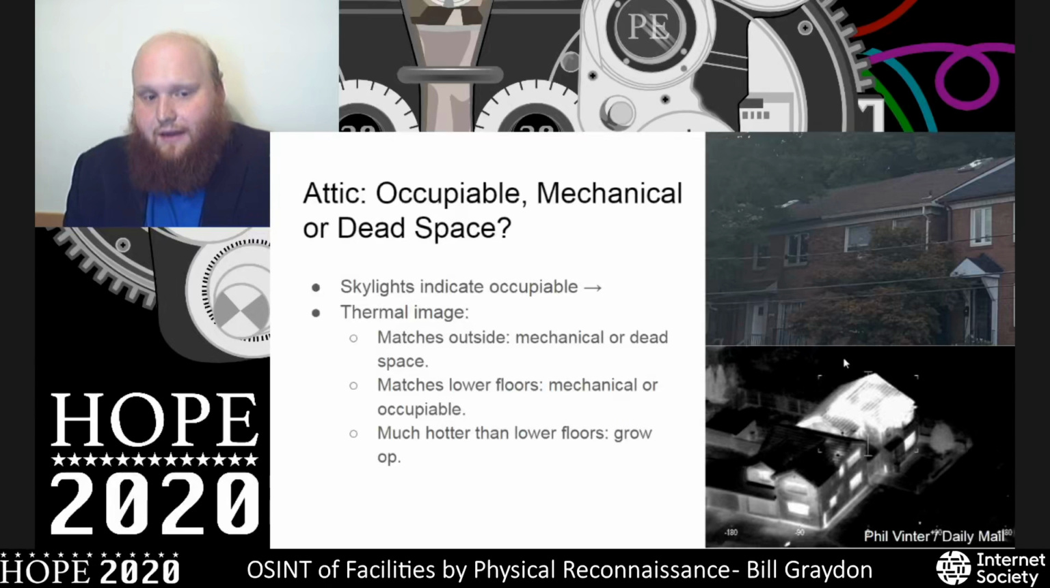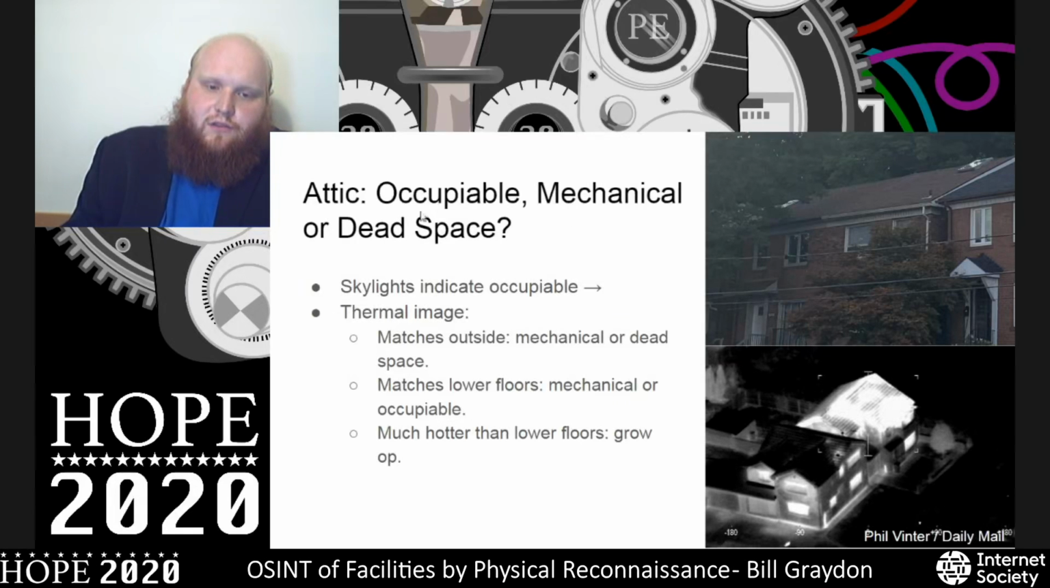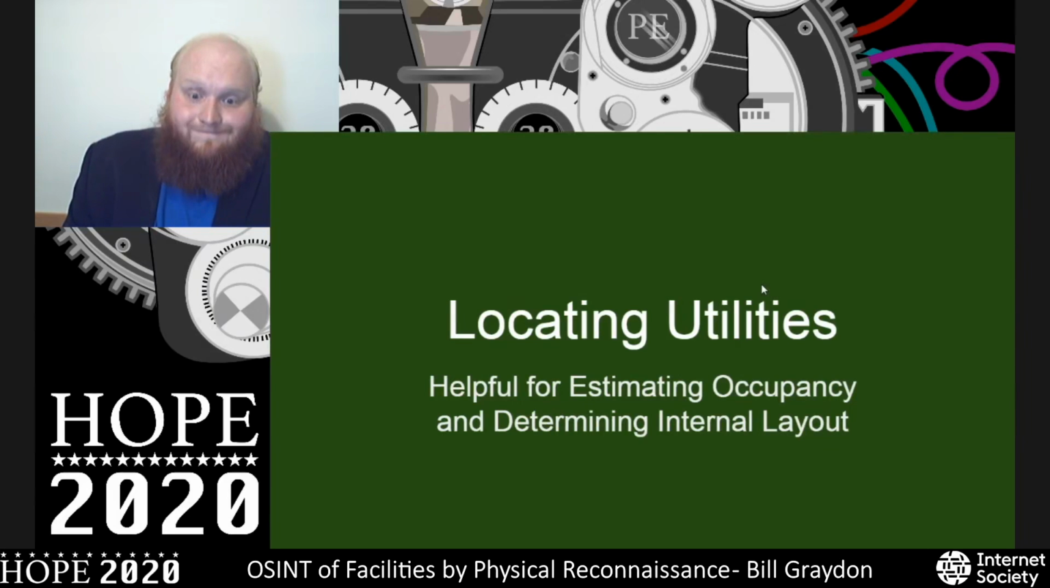In the case of an attic, we can get a sense of whether it's occupied, mechanical, or dead space by looking for both skylights on the roof as well as windows in the gable, so this flat section on the edge of the attic. And we can also potentially do thermal imaging to tell if it might be occupied at room temperature, at outside ambient temperature, or if it's very hot, it's probably a grow op.